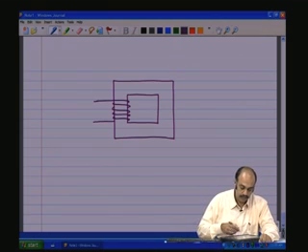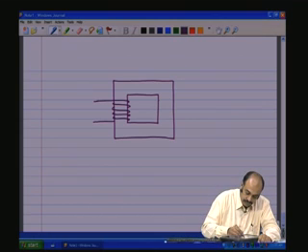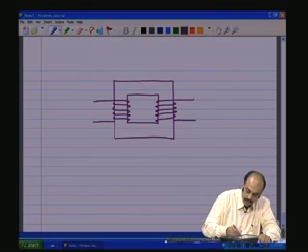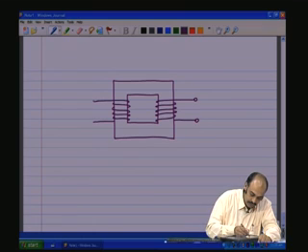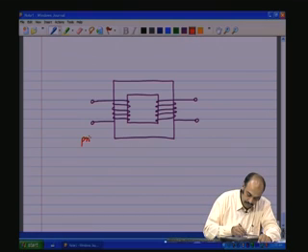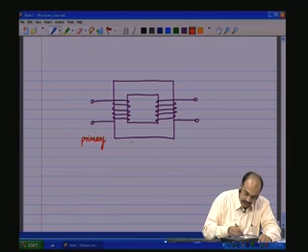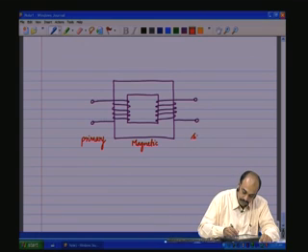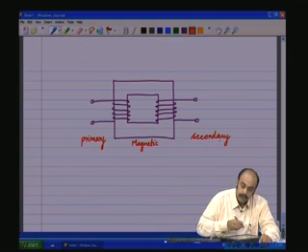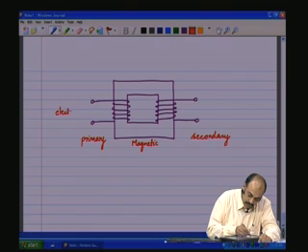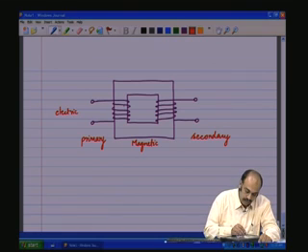We wind some windings on the core, one on this leg and then also on this leg. So we have four terminals here. This will be the primary, this is the magnetic domain, and this is the secondary. So energy from the electric domain comes to this port.